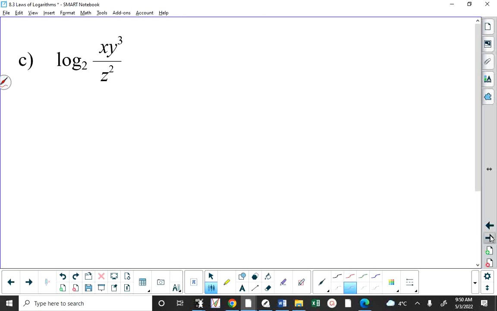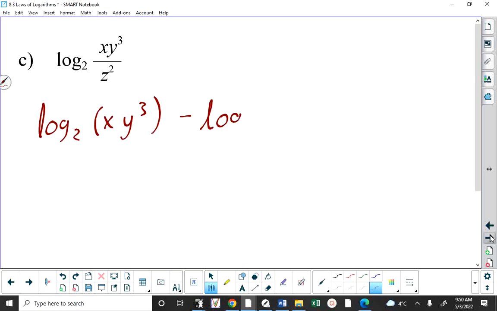All right. So this, how many of you feel as though you could write out the final answer right now? Okay. Just make a mental note of what you believe it to be, and then I'm going to break this down. I'm going to show far more steps here than we ever need to do, even on a written response. This is log base 2 of xy cubed minus log base 2 of z squared.